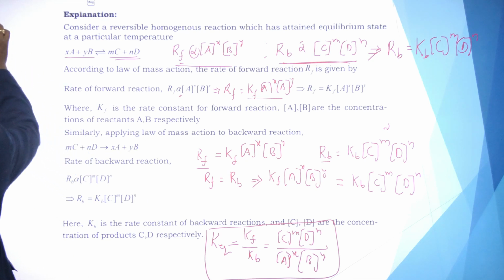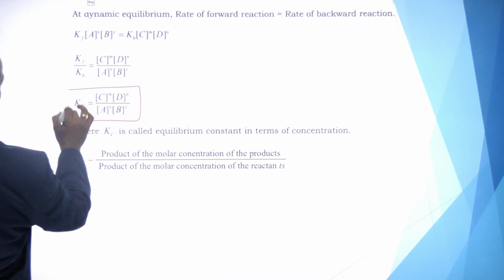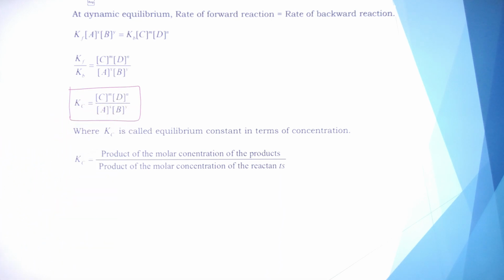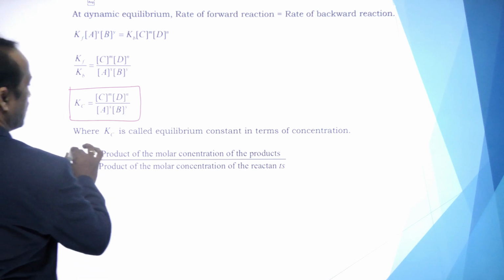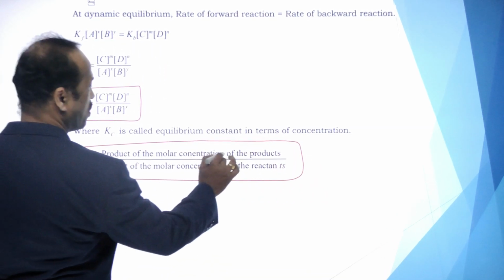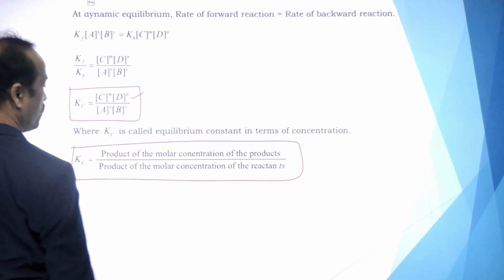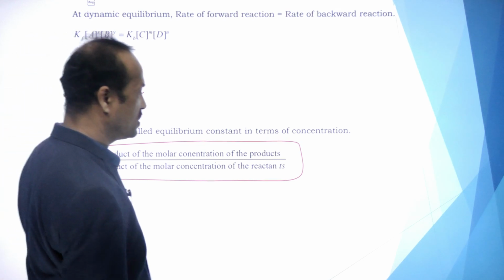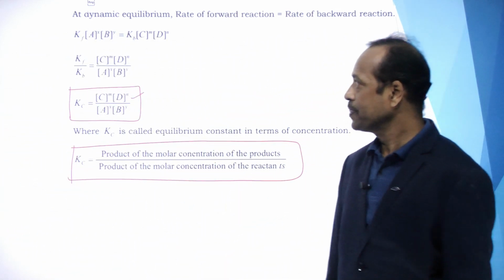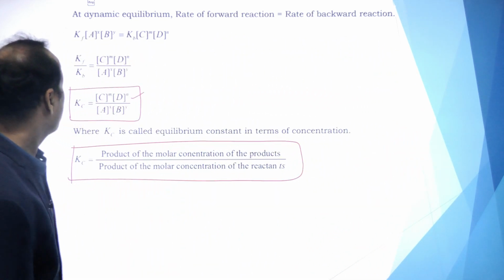So the same thing here is given. Kc at equilibrium equals C to the power of m into D to the power of n, by A to the power of x by B to the power of y. So what is the meaning of Kc, how can we define it? It is nothing but a ratio of the product of the molar concentrations of the products, C and D are the products, by the product of the molar concentrations of the reactants. That's all. Clear? So this is about the equilibrium constant.